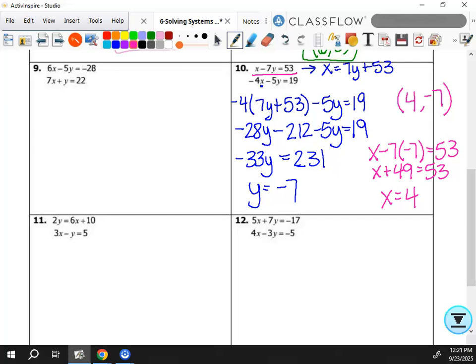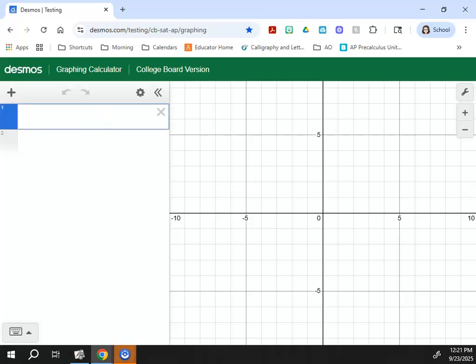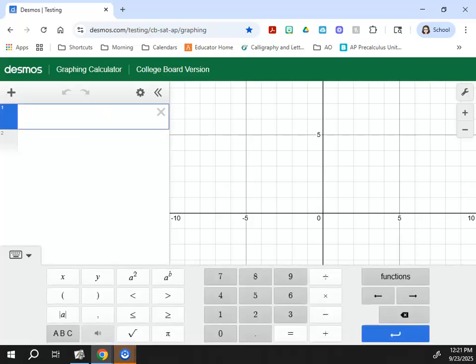If we were to put this into the yellow calculators, then on 9, I would have to solve for y. It has to be solved for y in the yellow calculators. It does not have to be solved for y for Desmos. So when we go to Desmos, we can type it in exactly like we see it. So put in 6x minus 5y equals -28. And the other thing is, on the yellow calculators, your minus sign and your negative are two different things, and you got to be careful with that. Here, it doesn't matter. Minus and negative are the same.